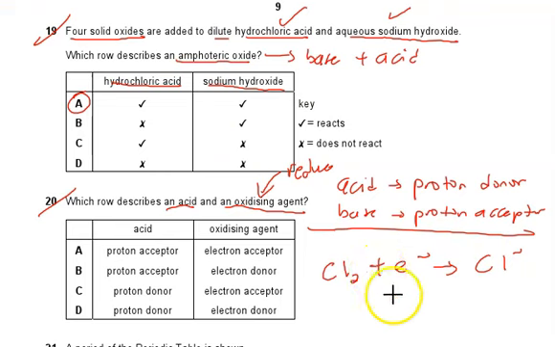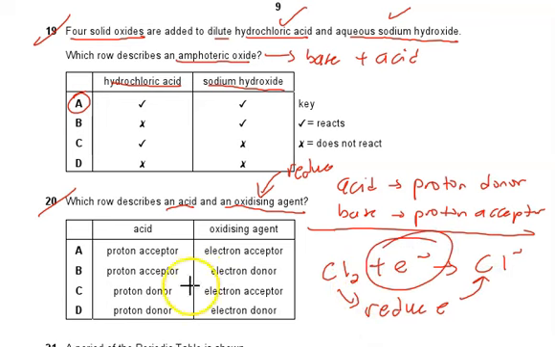So this is a reduction, right? It is reduced. So what happened here? They will accept the electron. So your best answer here will be: acid is a proton donor, and oxidizing agent here will be an electron acceptor. So your answer here will be C.